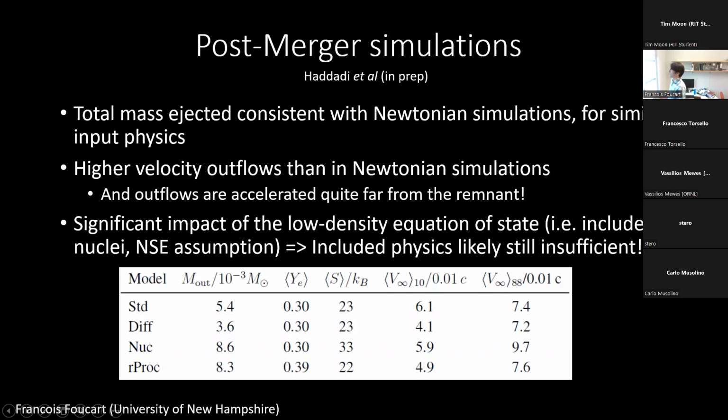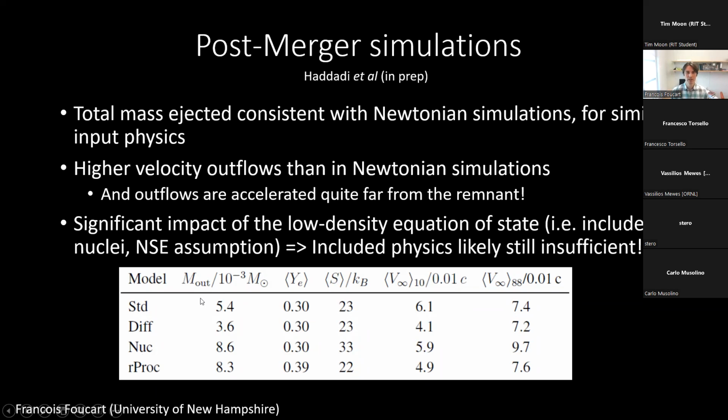So the kind of takeaway here is that the total mass that we find in our simulation ejected is very similar to Newtonian simulation for the same input physics. But there was a higher velocity in all flows than in the Newtonian simulations. You can see the velocities here are about 7 to 9% of the speed of light, where it's more like 3 to 5% in the Newtonian simulations. And the outflows are accelerated actually quite far from the remnant. If we measure the outflows at only 10,000 kilometers from the remnant, the velocities were significantly lower.